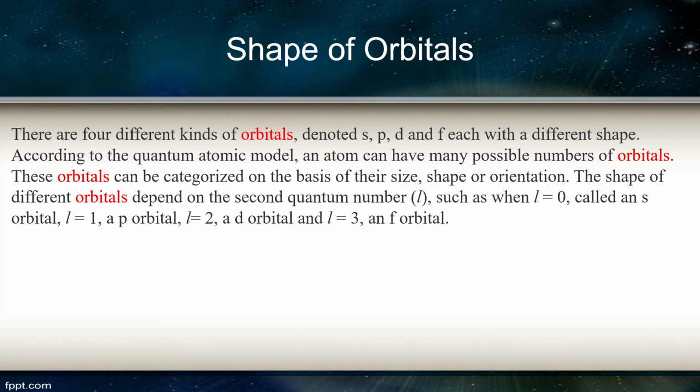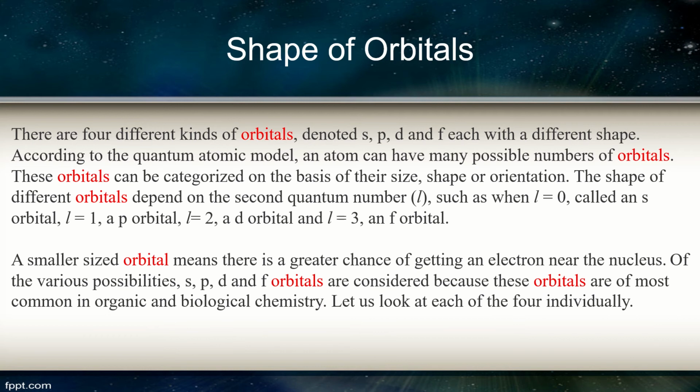The shape of different orbitals depends on the second quantum number L, such as when L equals 0, the orbital is called an S orbital. When L equals 1, it is a p orbital. When L equals 2, a d orbital. And when L equals 3, the orbital is named as f orbital.